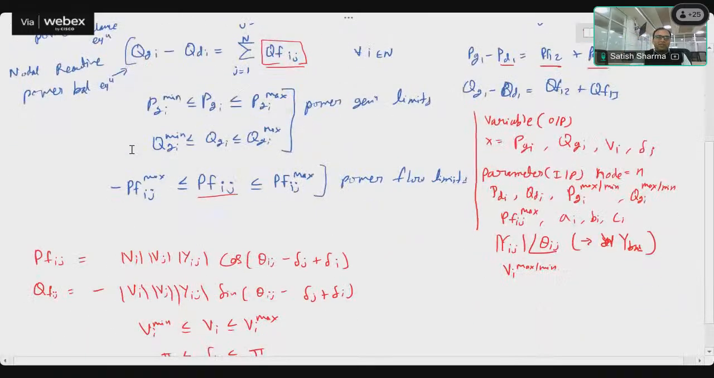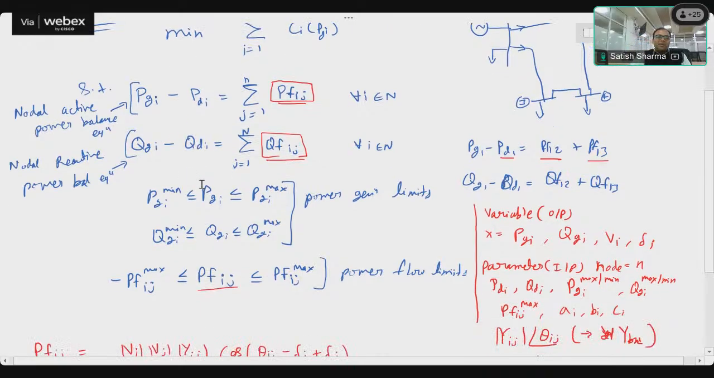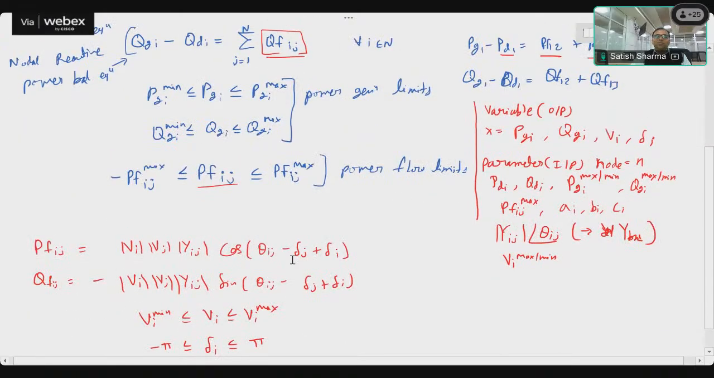Otherwise, if I do not put these two power flow equations in terms of voltages and angles, both of these equations are independent. You can easily solve them separately. You don't need to put everything in one optimization problem. Then PGI has the limitation of maximum and minimum. QGI, indirectly affected by PGI, can also have a certain minimum and maximum limit. Then PFij is again dependent upon the voltage and angle, and it will be restricted by PF max.